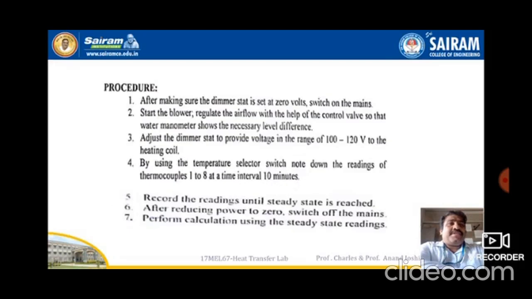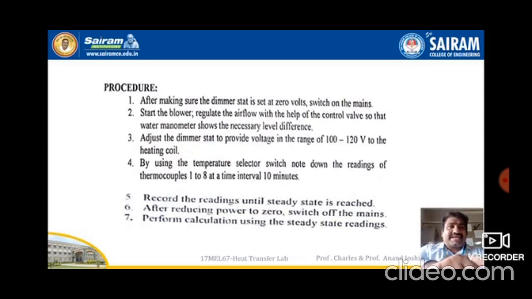Okay. So, procedure: how to conduct this experiment. First, make sure the thermostat is set to 0 volts, then switch on the main. Once you switch on the main, start the blower and regulate the airflow with the help of the control valve, so that the water manometer shows the necessary level difference.